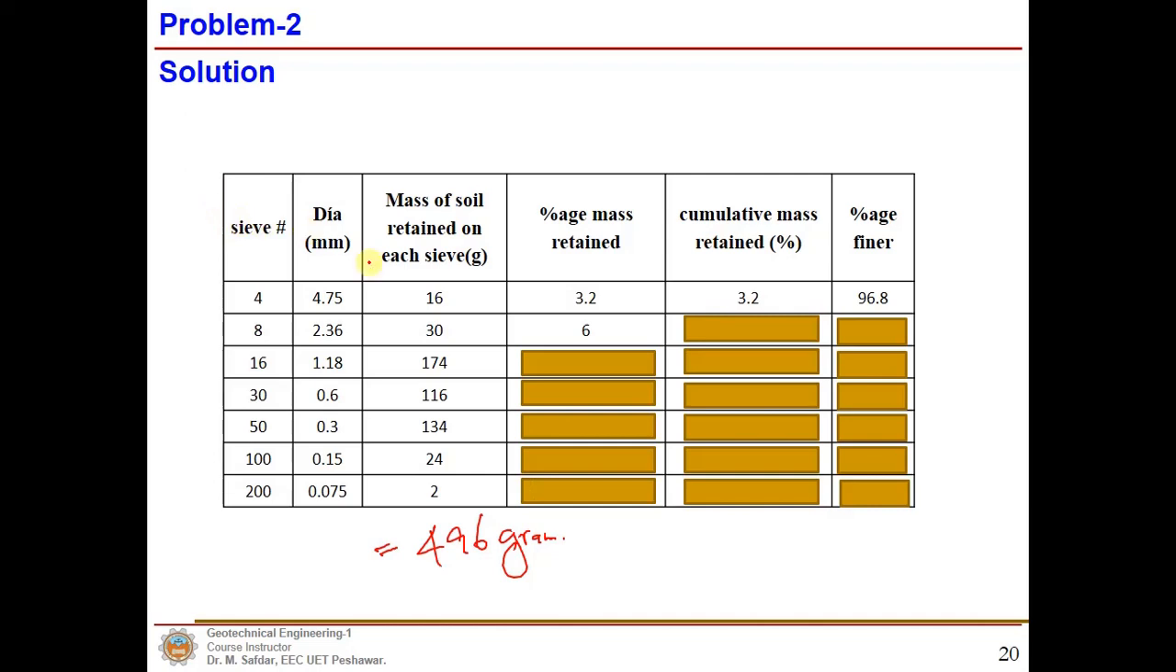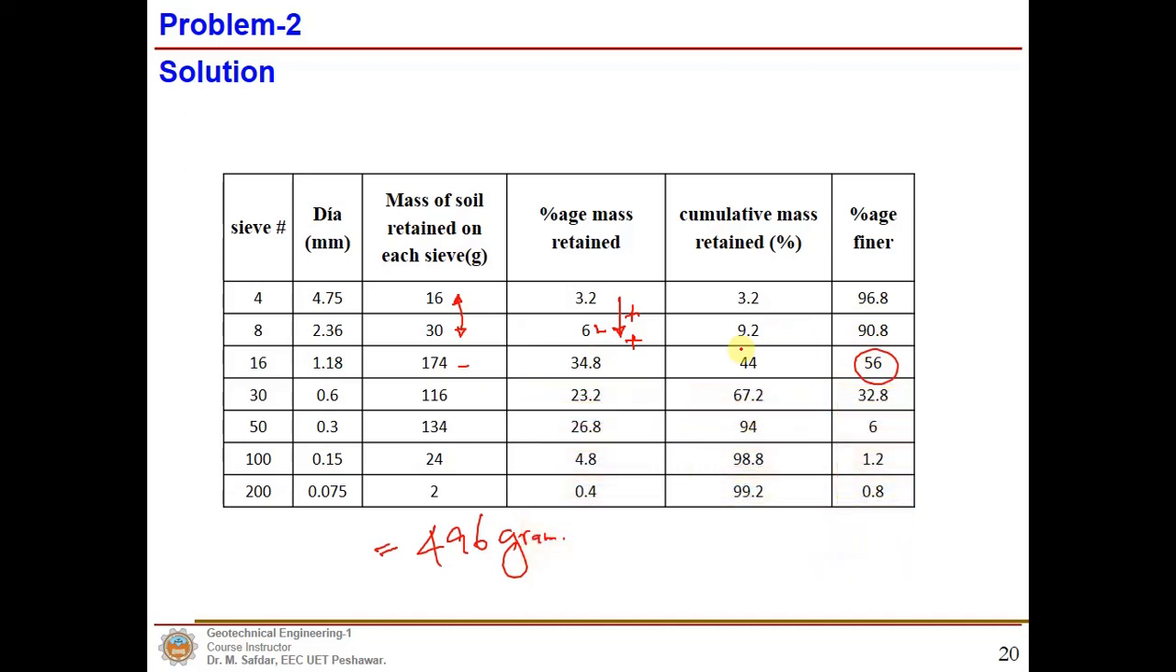Now the percent mass retained would be 6%, and cumulative mass retained would be 9.2 when we add, and if you subtract it from 100, we'll be getting 90.8. Then 34.8% mass retained for the 175 grams. Here it's 44 cumulative because we are adding 3.2 plus 6 plus 34.8, and if you subtract it from 100, that would be 56%. Similarly, we can construct this table as well.